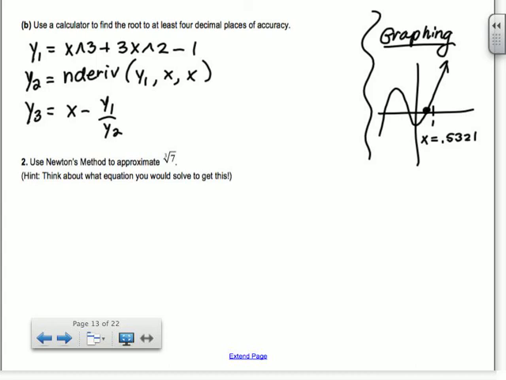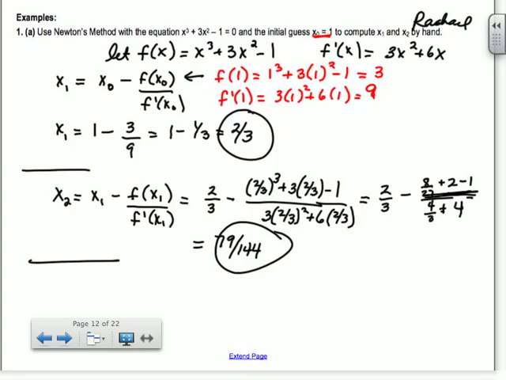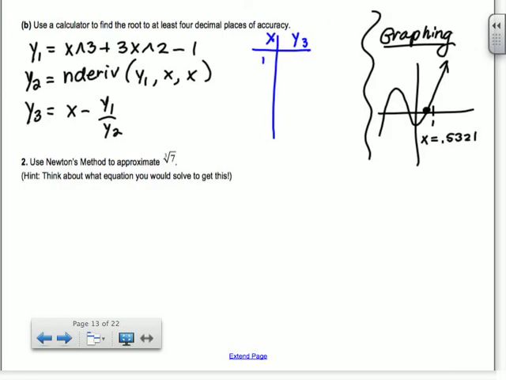So only highlight y3. Otherwise, you have way too much information on your table. All right, and then hit table. Be careful, don't hit graph. It takes forever to graph. So hit table. All right. So now here's your table. So you're only looking at y3. What's the first x value we wanted to try? 1. Remember it told us that we wanted to try x equals 1 for our first guess. So that's my x0. Okay, so I'm going to plug 1 into the table for x. What do you guys get?